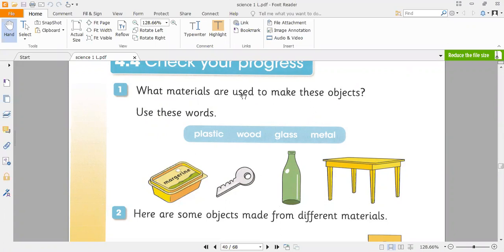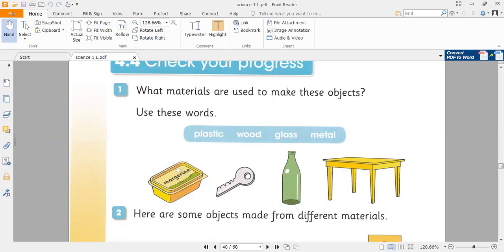As you know, everything is made of a material, which we have in our surroundings, in our schools, in our homes. They are all made of different materials. So let's see. First of all, we have a box of margarine. What is it made of? Plastic, wood, glass, or metal. The margarine box is made of plastic.